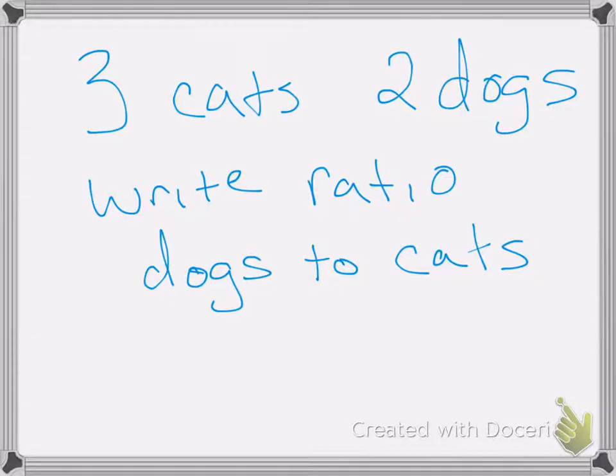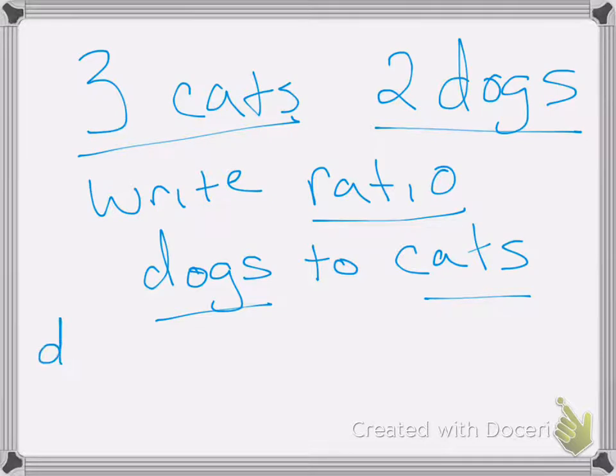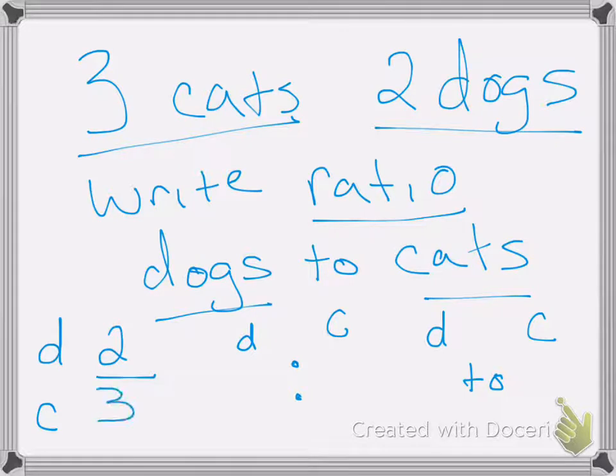Here are 2 things that are not alike. We've got cats, we've got dogs. We're going to label our ratio. It says to write a ratio dogs to cats. So you want dogs to cats. That's 2 dogs for 3 cats, the 3 different ways you can write it.